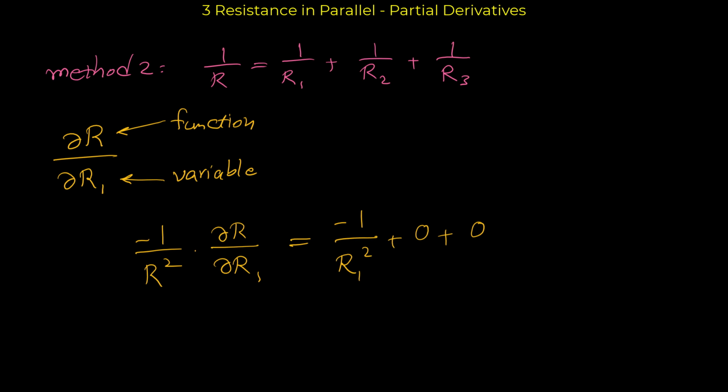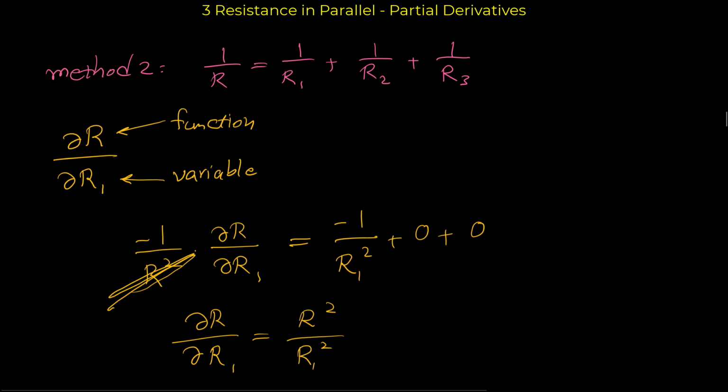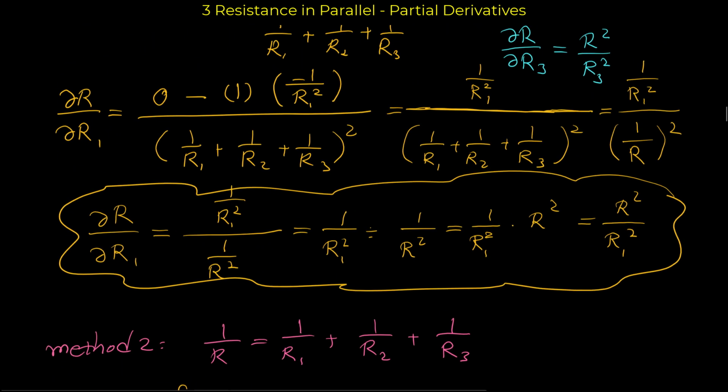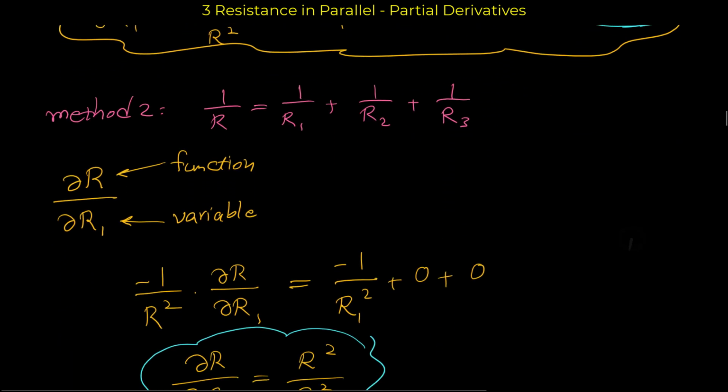Now let's simplify this. In the left side we have a negative, in the right side we have a negative. Negative with negative cancels, and we are asked to find the partial derivative of r with respect to r1. So we multiply both sides by r to the 2 to cancel this. And then in the right side we have r to the 2 over r1 to the 2. If you compare this final answer with the answer that we got from this long process here, you can see that these two answers are the same.